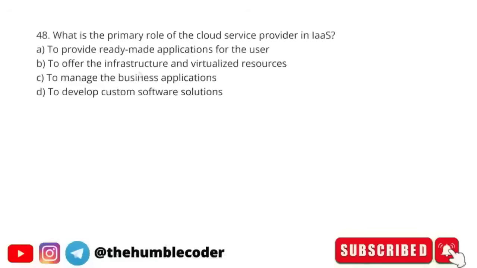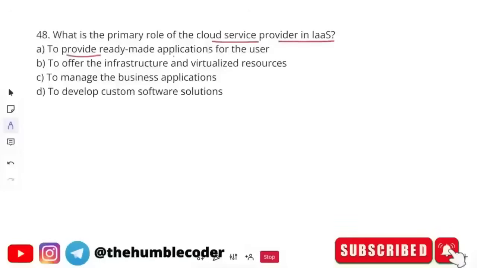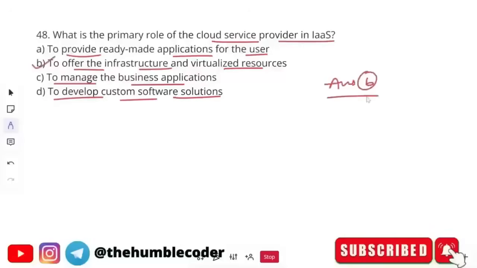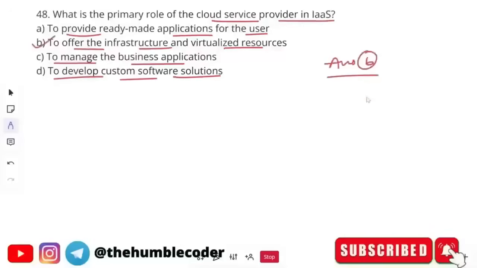Moving on to the next question now. What is the primary role of cloud service provider in IaaS? The options are to provide ready-made applications for the user. Option B is to offer infrastructure and virtualized resources. Option C is to manage the business application. Option D is to develop custom software solutions. Correct answer is option number B, that is to offer the infrastructure and virtualized resources.